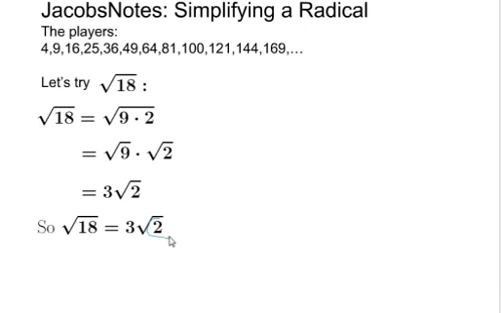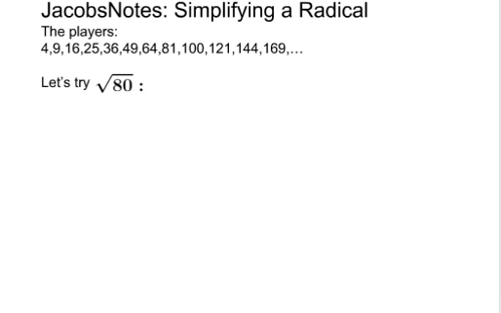And notice what we have left in here, this number 2, none of these go into it. Alright, so it's completely simplified. And the reason for that is because we always check for the biggest number that will go into your original. Let me show you the next example where this matters. Where this actually comes up.